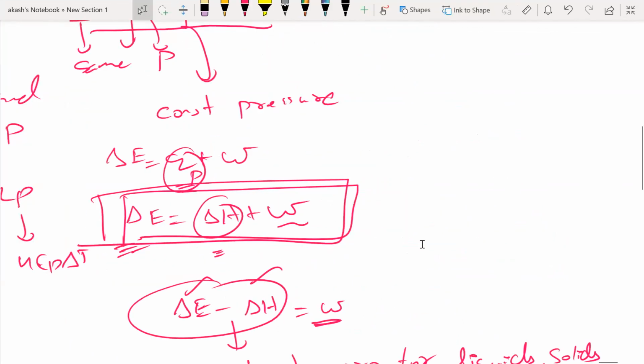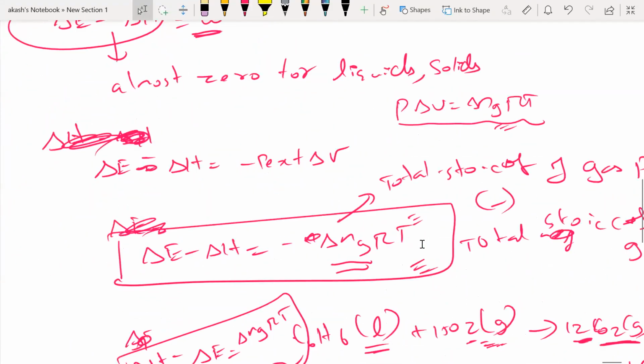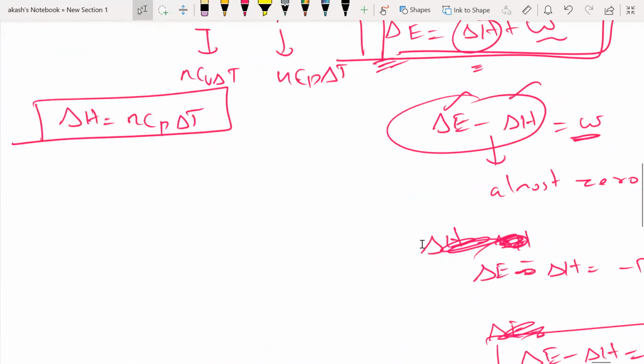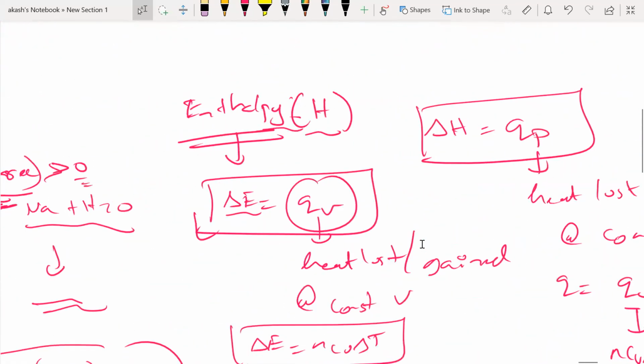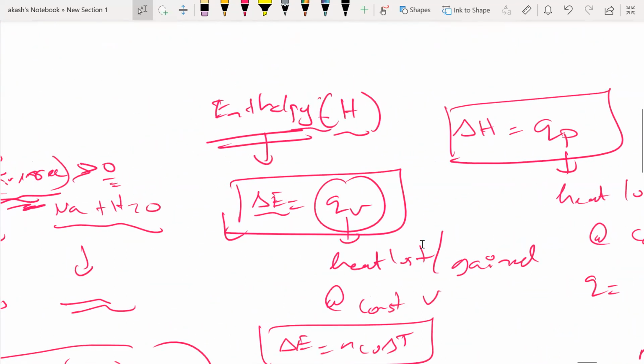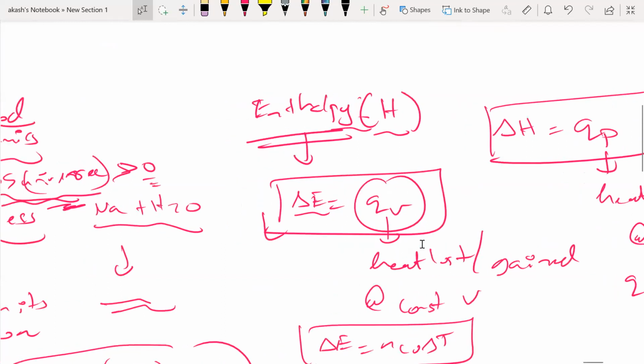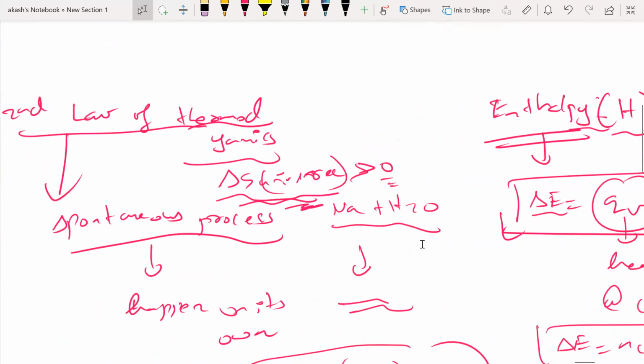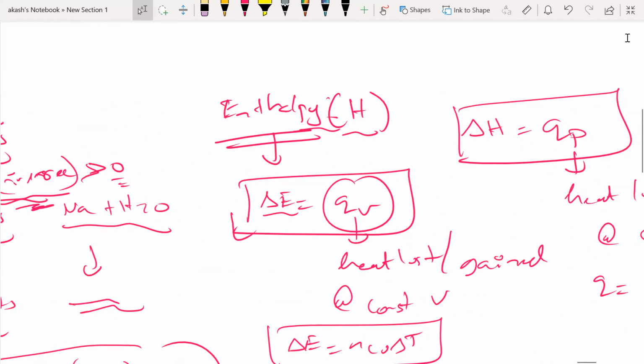Sir, Gibbs free energy we'll see next class. Coming. In the second law of thermodynamics only, we'll see. It is going to be related to enthalpy, entropy, everything. We are going to relate it after some time in the second law of thermodynamics. Maybe next class we'll be doing it.